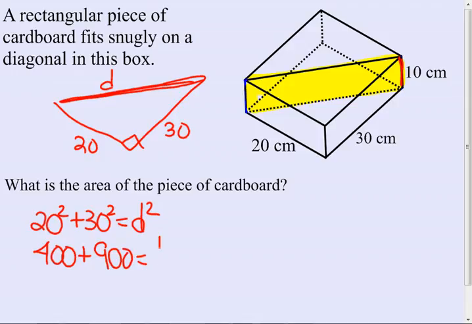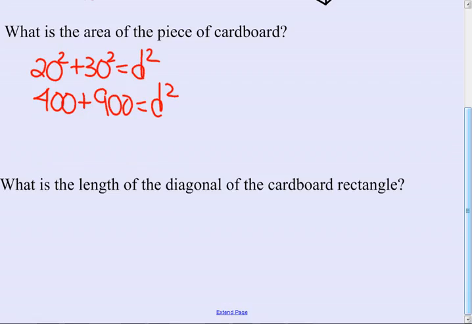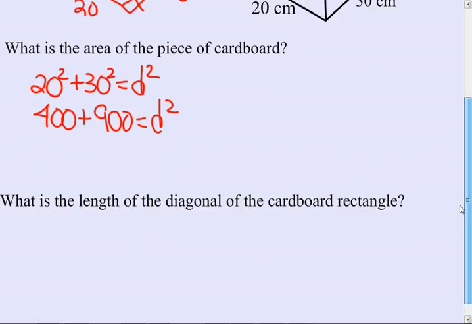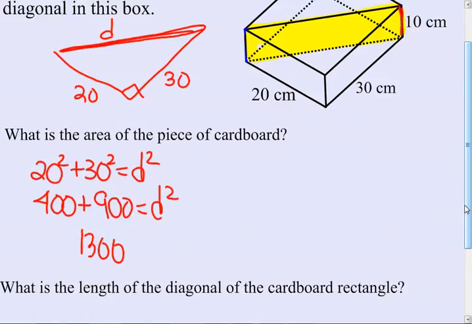900. Zach, what do they add up to? It would add 1,300. Oh, I forgot to answer that question.